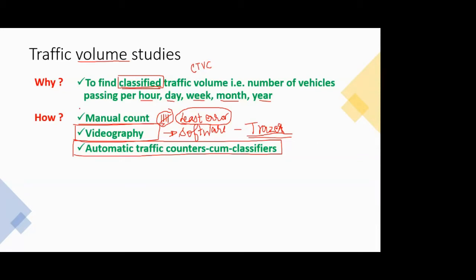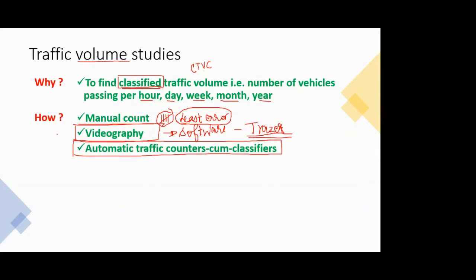So if I compare these three methods, the first one, the manual count, is the most crude, and more errors are there. The automatic traffic counter has the least error, but the cost is very high, obviously, because you are using sensors and they need to be calibrated, maintained properly and also changed. The manual count is economical, costing less, but it gives more error. On the other hand, the automatic traffic counter costs a lot, but gives the least error.